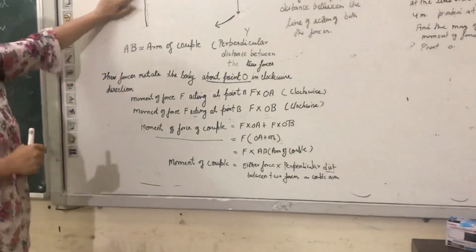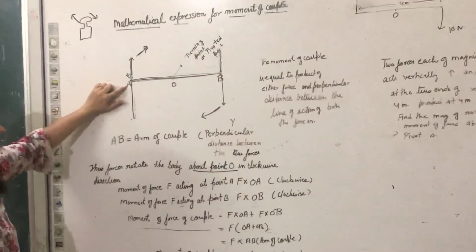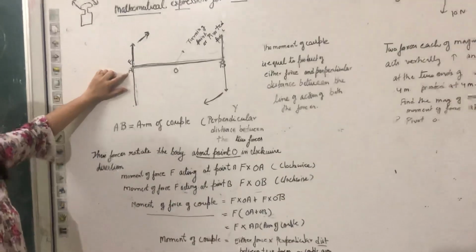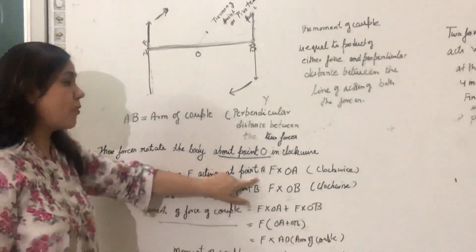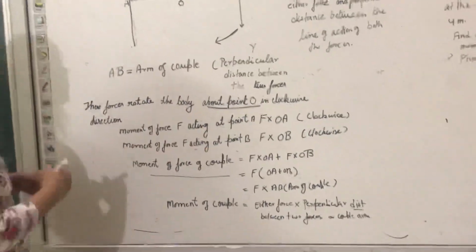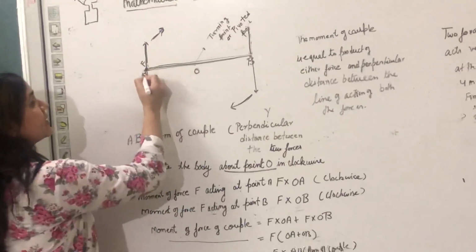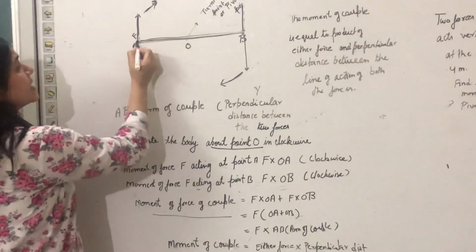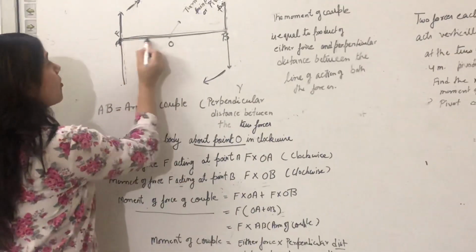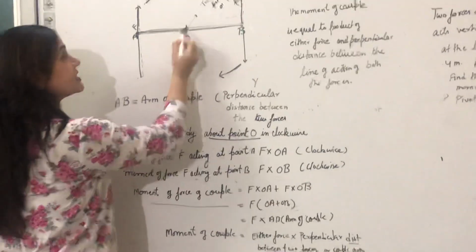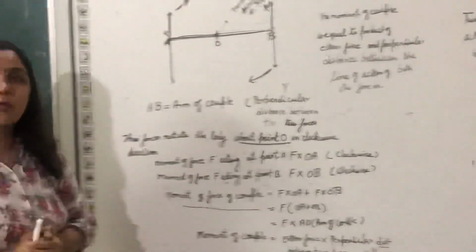So come to the rule. If you find out the moment of force F acting at the point A, that means the perpendicular distance you will have to take is OA. This is very important because this is the pivoted point, and what is the moment of force?